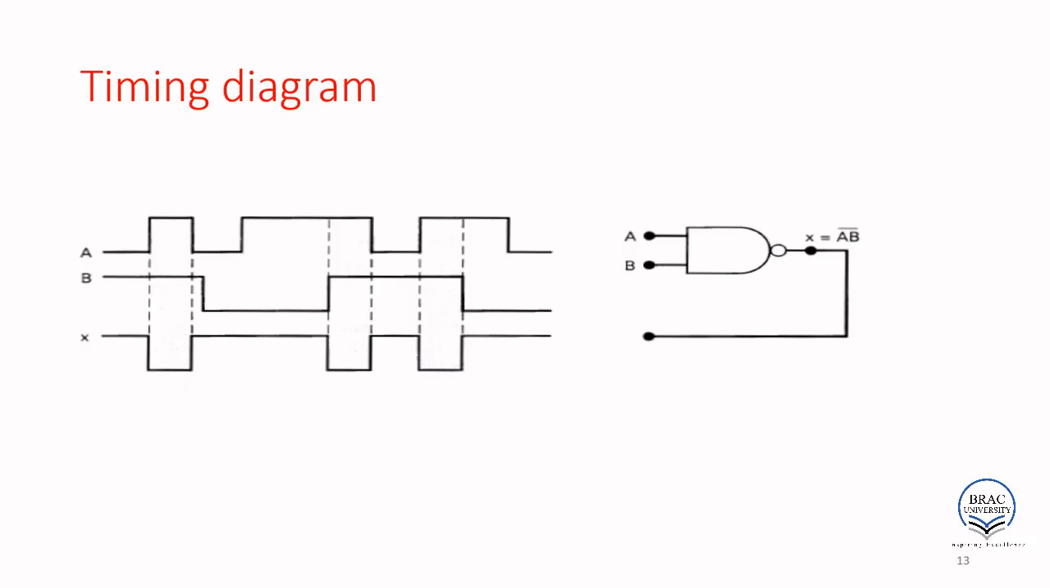So this is the timing diagram. It's very simple. If you understand the truth table, then you can determine, given A and B, you need to determine the X. Again, if you find any difficulty, we will discuss it in the class.